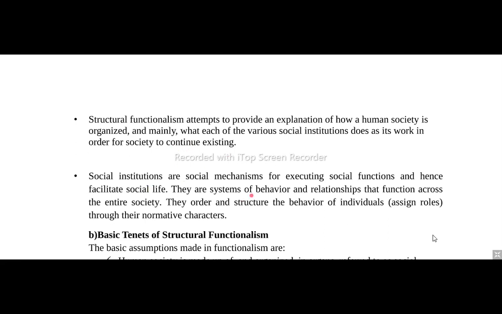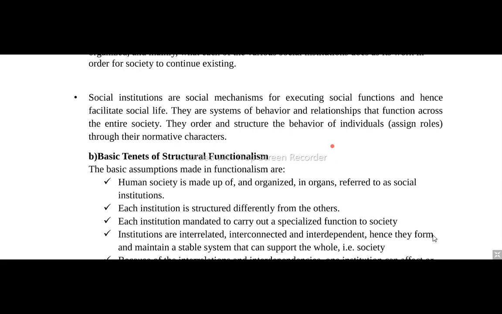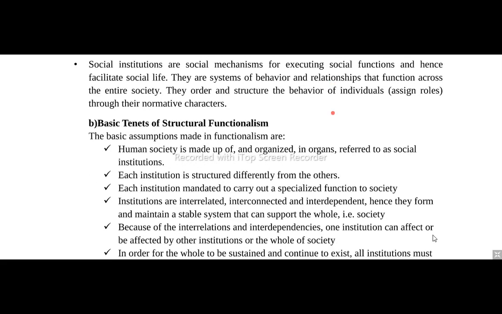Social institutions are social mechanisms for executing social functions and hence facilitate social life. They are systems of behavior and relationships that function across the entire society. They order and structure the behavior of individuals, assign roles. Order and structure is the role that people do through their normative characters. So that is on functional theory, or structural functional theory.